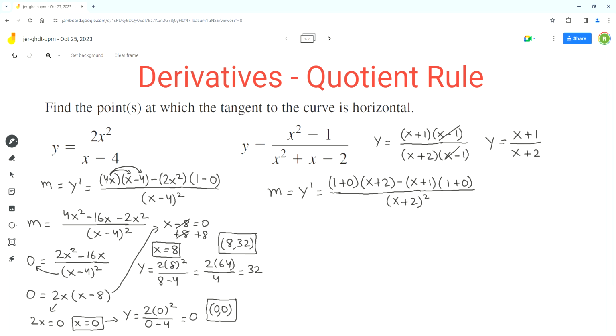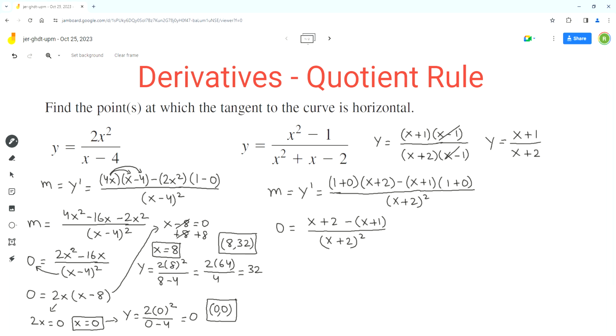Now since the tangent should be horizontal, the slope is equal to 0, so we can sub in m as 0 and simplify the numerator. So 1 plus 0 is 1, so we are left with just x plus 2 because x plus 2 times 1 is equal to just x plus 2. And in the second part, 1 plus 0 is again 1, so we're left with just x plus 1 in the parentheses over x plus 2 squared.